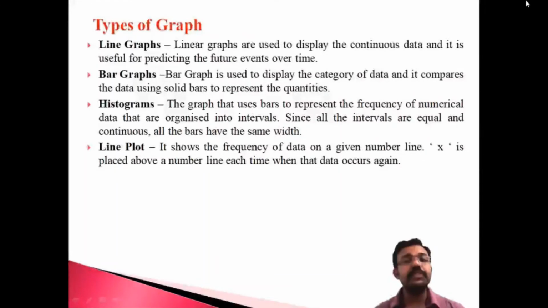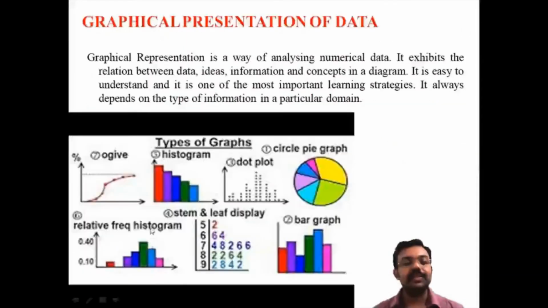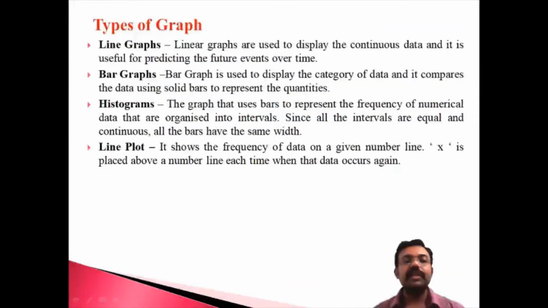Another one is the histogram. The histogram is another important method of graphical representation that represents the frequency of numerical data. So there are histograms, and there is a frequency here. Another is the relative frequency histogram. The histogram always represents the frequency of numerical data. That term is known as the histogram, and it is always connected with the bar graph.